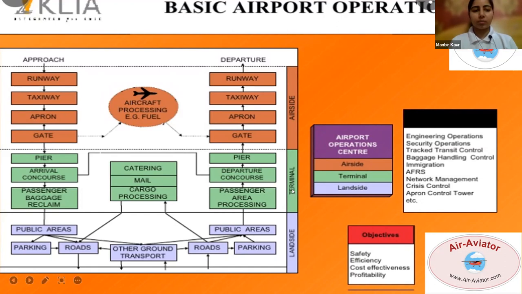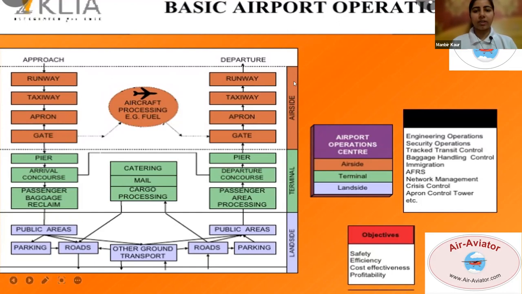Now, if I talk about the terminal, the terminal is basically a building where, as you must know, a few major operations are done before the passengers get on board the aircraft. Here, all the operations related to arrival or departure are done, along with handling the passengers as they go through their security checks, customs and immigration, then their baggage and the baggage areas. Some other functions are catering and mail, as well as cargo processing. So these are a few operations done at the terminal.